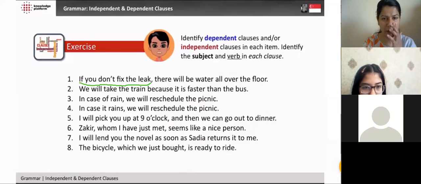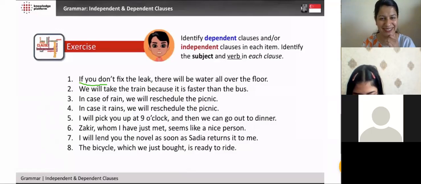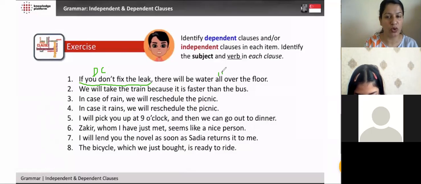चैट देखना है मैंने. Ma'am, dependent. ठीक है. After it started to rain, ठीक है. Okay. Salman says this is dependent clause. ठीक है. If you don't fix the leak is your dependent clause. There will be water all over the floor is your independent clause.